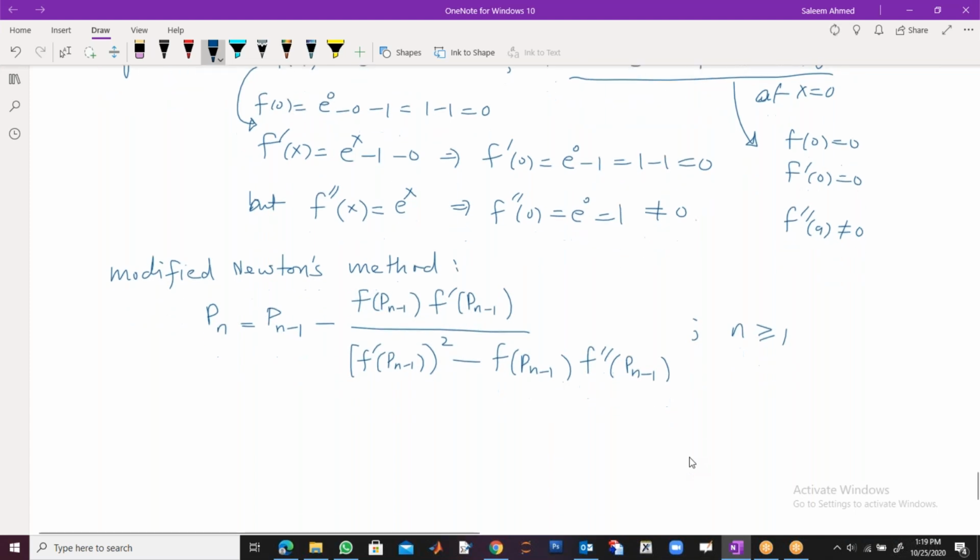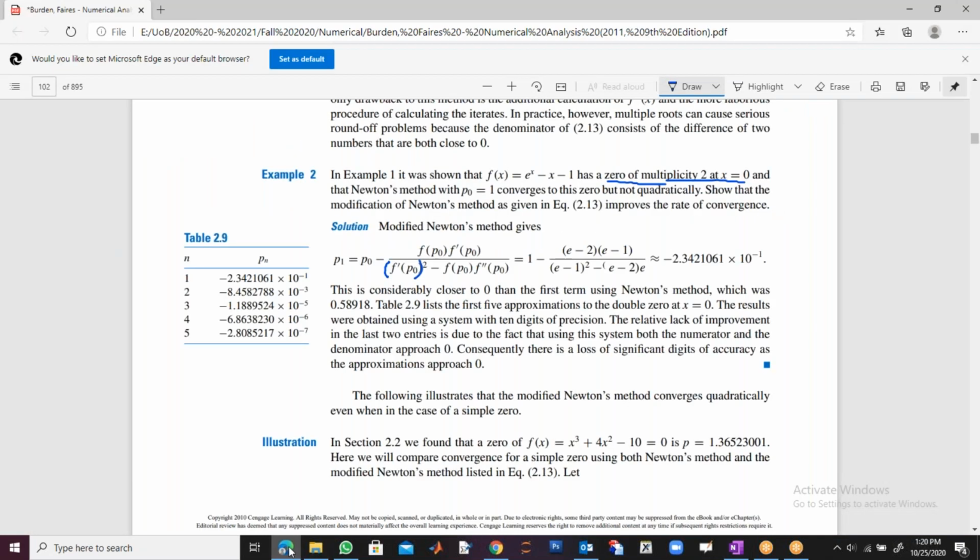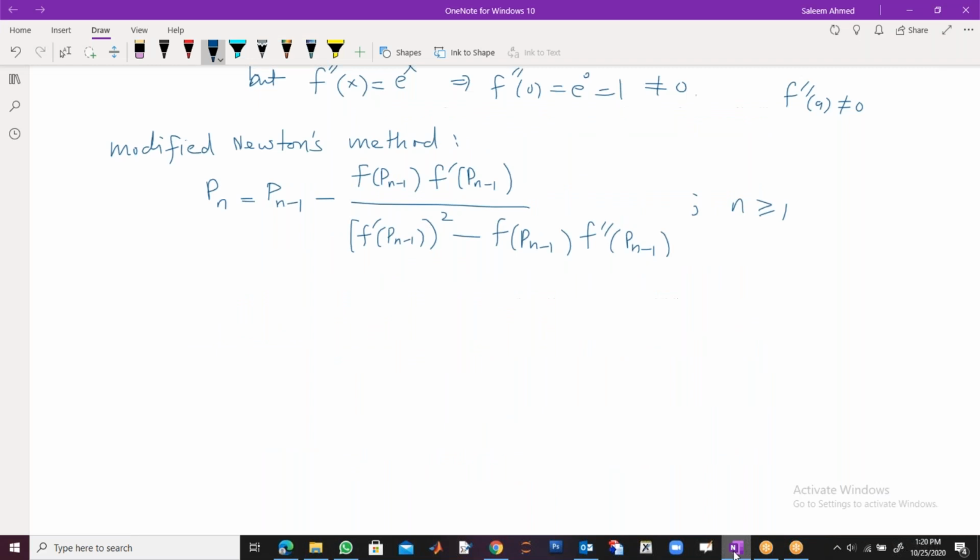So if I take p naught equal to 1, I think they took p naught equal to 1. Let me check. Yeah, they started with p naught equal to 1. Yes, here, p naught equal to 1. So if I take p0 equal to 1, I can get it. Let me put the values first. Pn is equal to Pn minus 1 minus function at Pn minus 1. It's easy if I write numbers first.